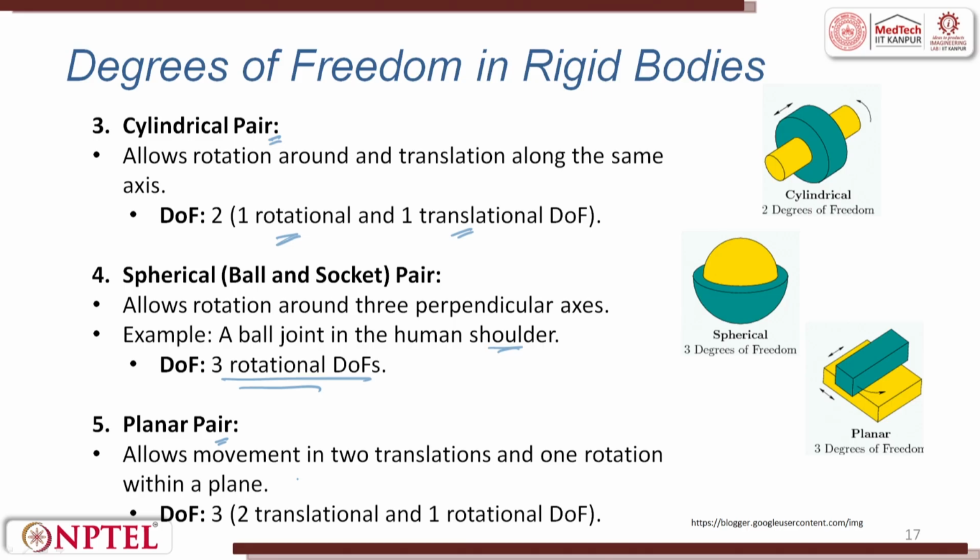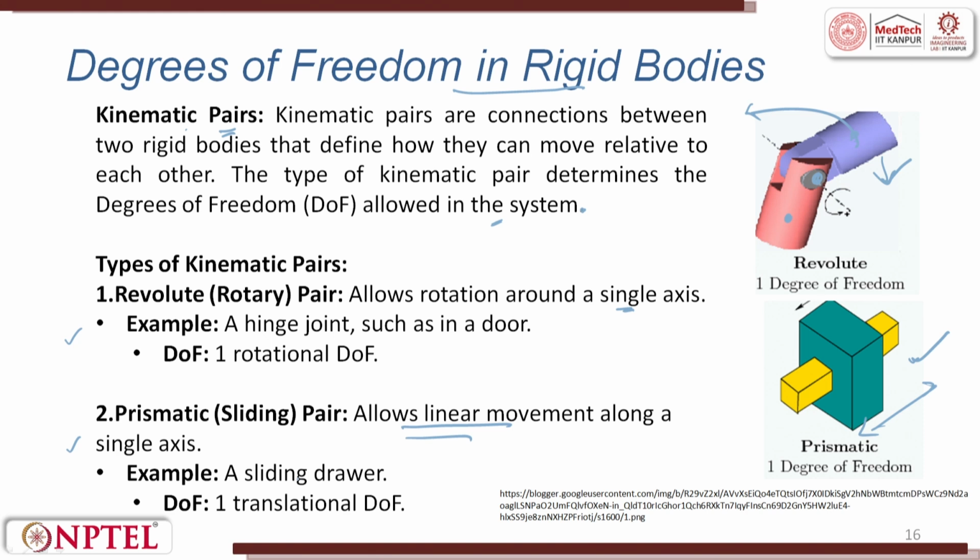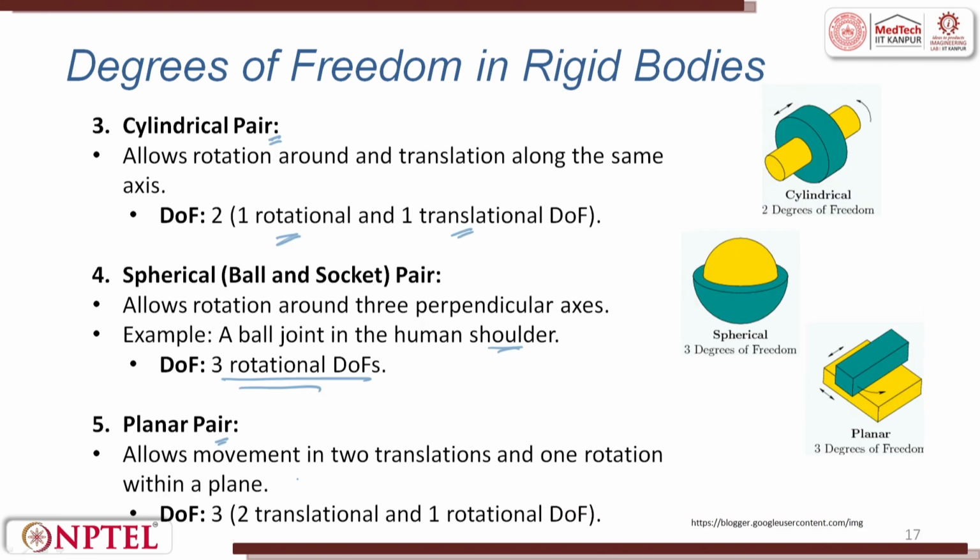Kinematic pair can be of 5 types. It can be revolute, it can be prismatic, it can be cylindrical, it can be spherical, it can be planar. If you closely watch it, 1 degree of freedom rotation is revolute, 1 degree of translation is prismatic, 2 degrees of freedom is cylindrical, wherein 1 rotation, 1 translation, and when you talk about spherical, you have 3 rotational degrees of freedom, all 3 are rotation. When we look at planar pair, 2 translations and 1 rotation.